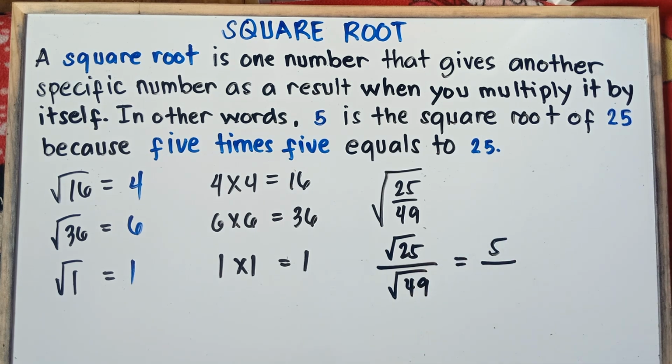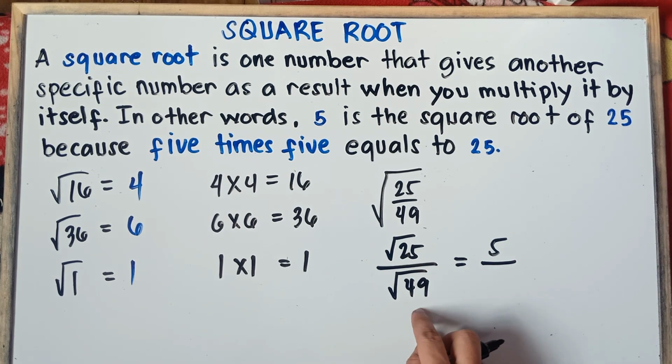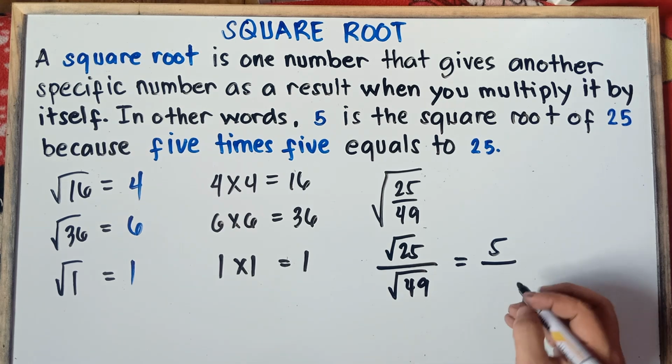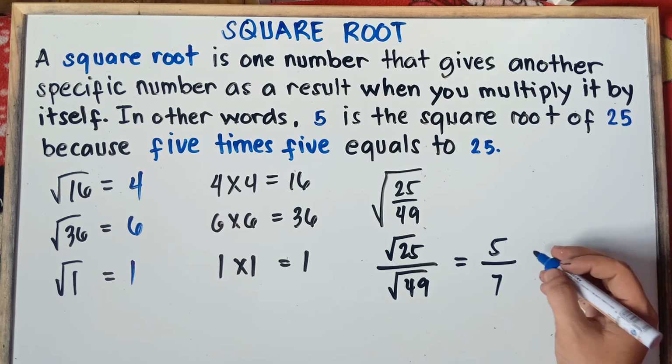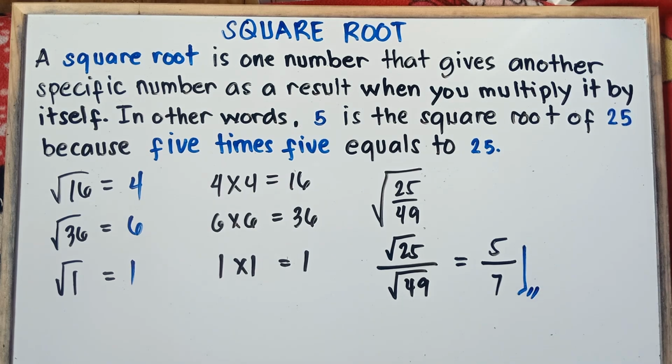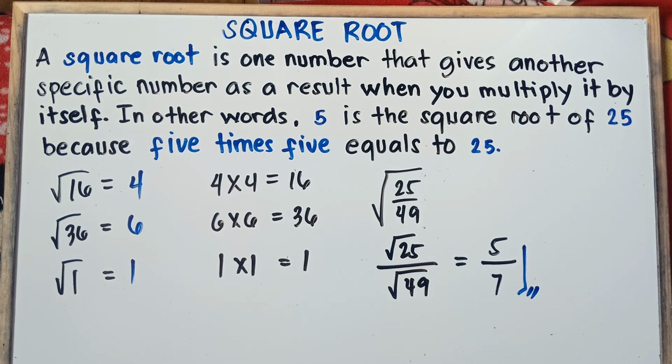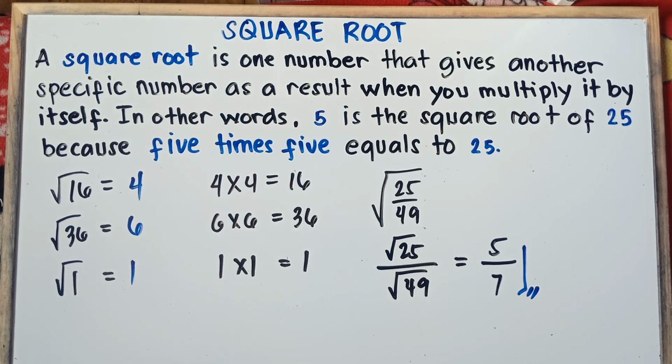Because 5 times 5 is 25. And the square root of 49, what's the answer, class? That's correct. The square root of 49, that is 7, because 7 times 7 is 49. So that's the thing you will do if you have this kind of fraction given. You get the square root of the numerator and then the square root of the denominator. Alright, so that's one example for the fraction.